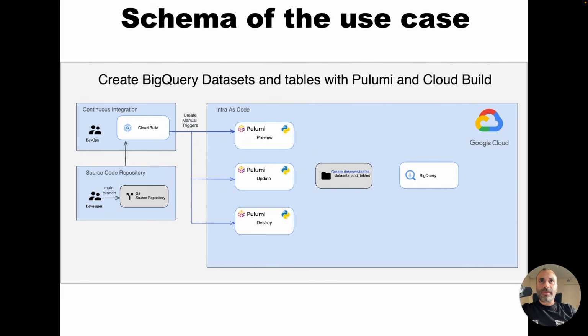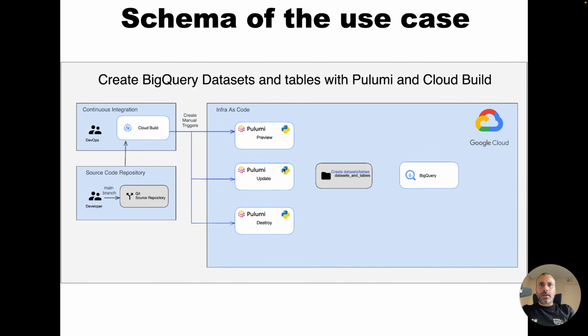Here you can see the schema of the use case. As I said previously, I wrote and showed this use case firstly with Terraform, and today I propose the same with Pulumi and the Python SDK. At the left of this diagram, we have the CI/CD part with Cloud Build, and this project is hosted in a Github repository. From the Github repository, we can launch some Cloud Build jobs with Cloud Build manual triggers. The code will configure the list of datasets and tables in a Json configuration file.